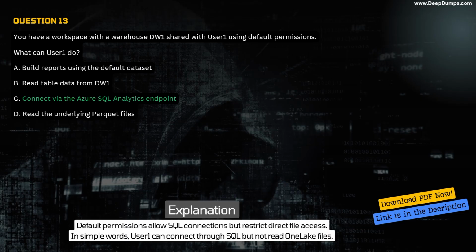Explanation. Default permissions allow SQL connections but restrict direct file access. In simple words, User 1 can connect through SQL but not read OneLake files.